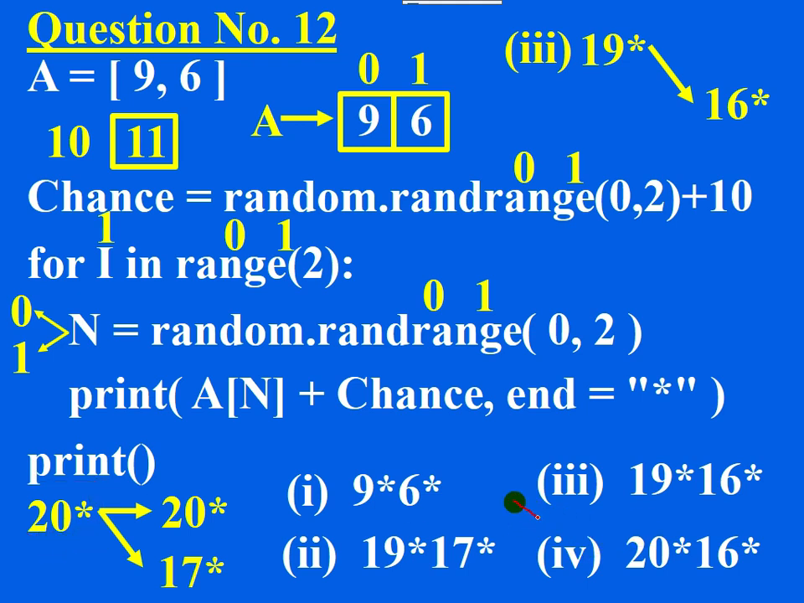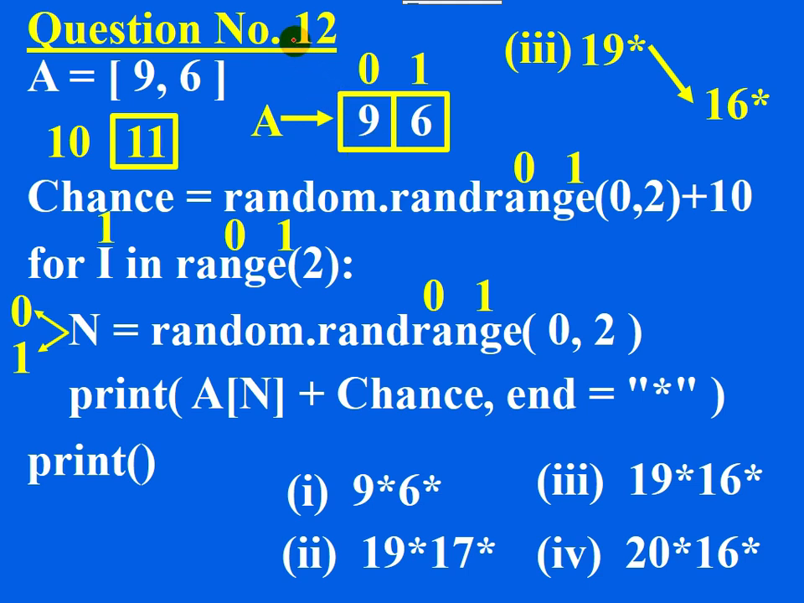When you examine the output options, you can see that there is no answer 2020. You can cancel this. There is no answer 2017. You can cancel this. So there is no point in continuing with this, which means when I take chance as 10, I get the correct answer option number 3. So this is the correct answer for this program.